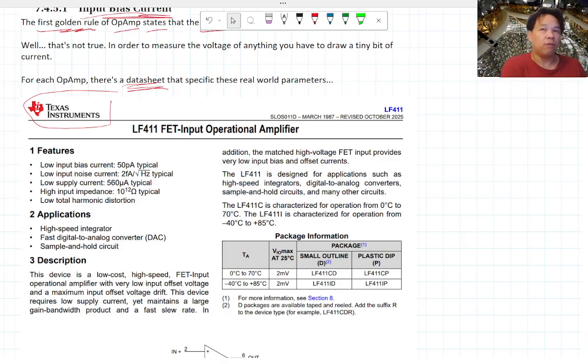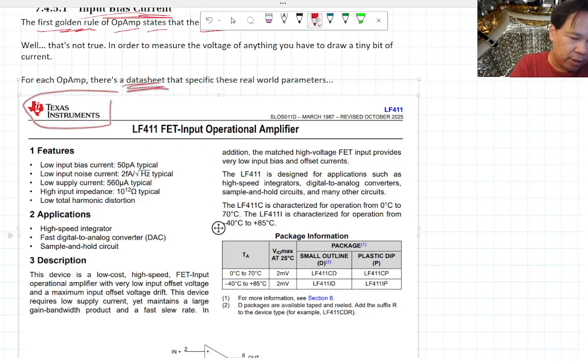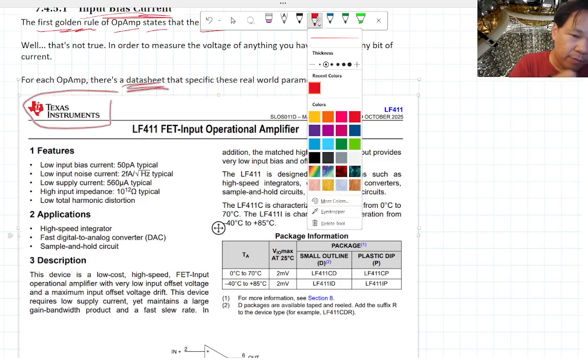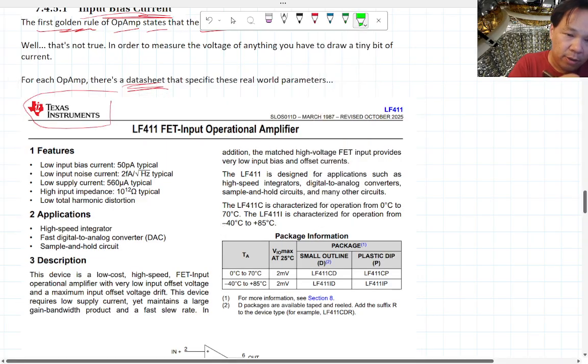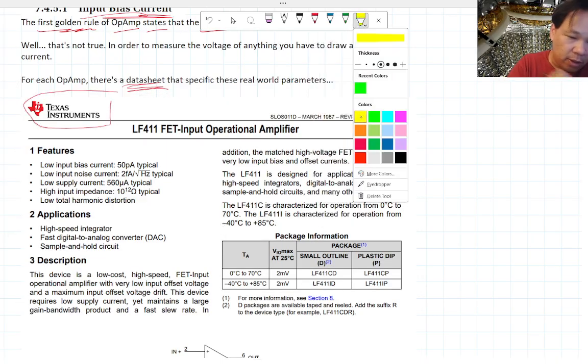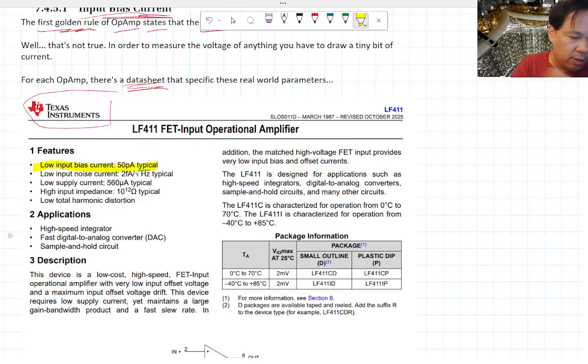So if I was looking for a chip, I would look on this first page first to see what the specifications are for this particular op amp. Let's just go through it quickly. But the thing we're going to focus on at first is this. I'm going to use a highlighter. I'm not going to highlight the rest of it. Okay, it's this input bias current. We're going to describe how that affects your amplifier.